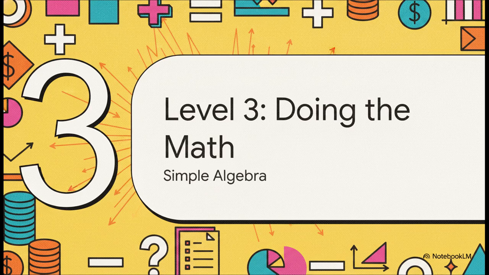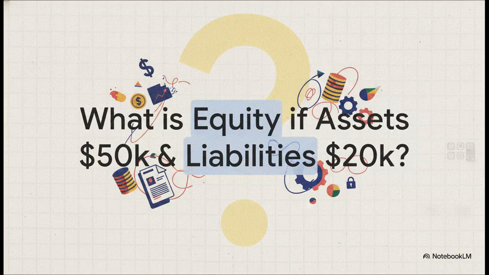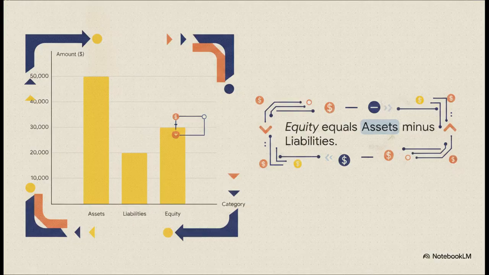Okay, level 3, doing the math. Don't worry, it's just some basic algebra to find the missing pieces. Here is your first scenario. Let's say a business has $50,000 in assets and $20,000 in liabilities. What is its equity? Run those numbers in your head real quick. The answer is $30,000. To figure this out, all we really have to do is rearrange our foundational formula. Instead of assets equals liabilities plus equity, we just flip it to equity equals assets minus liabilities. This is also known as your net assets. So $50,000 minus $20,000 leaves us with exactly $30,000 in equity.